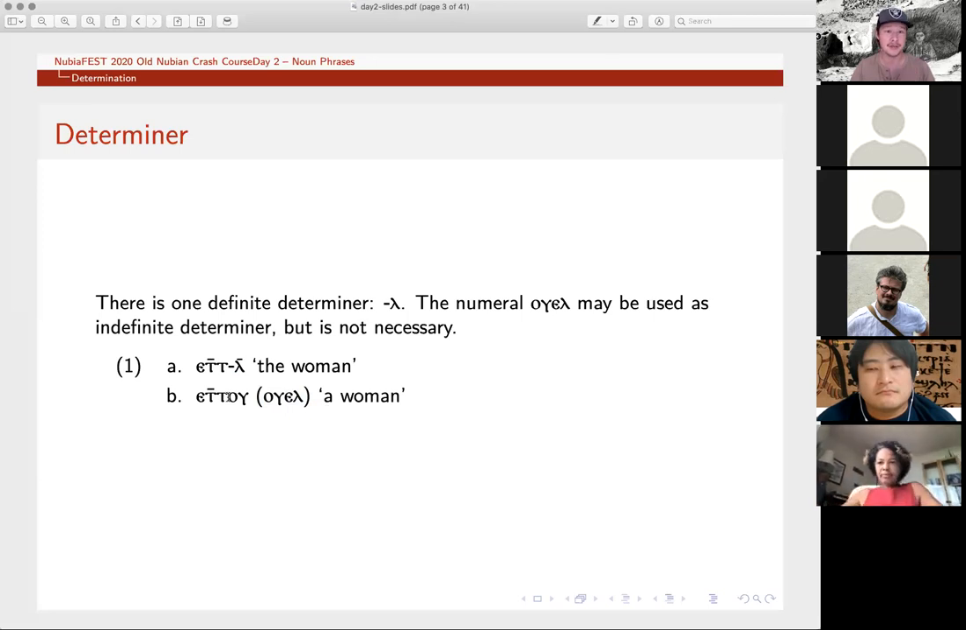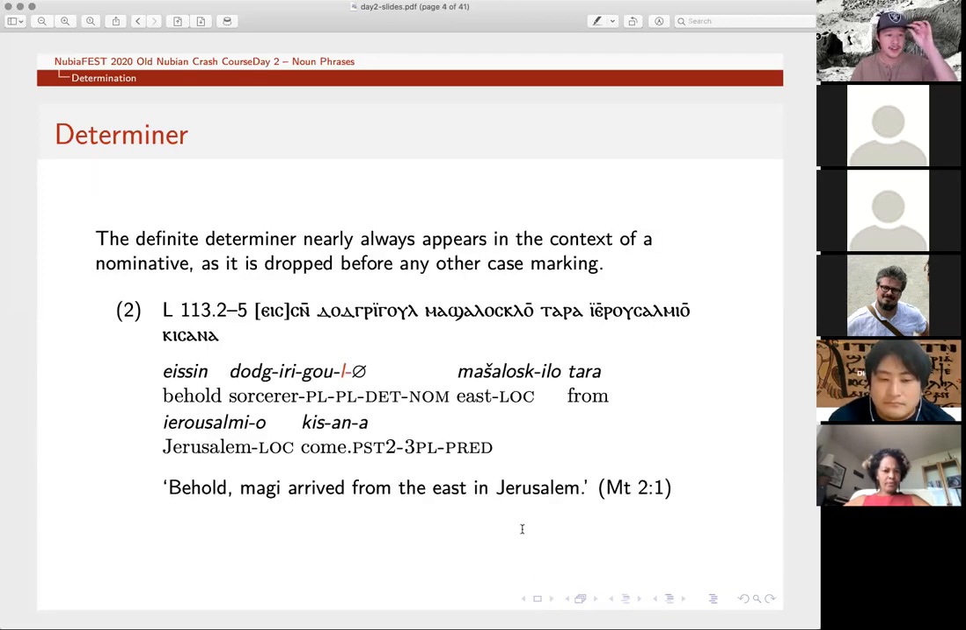Many languages have developed indefinite determiners from numerals, including English, Dutch, French, a bunch of Indo-European languages, and I'm pretty sure other language families have similar phenomena as well. So here are some examples.